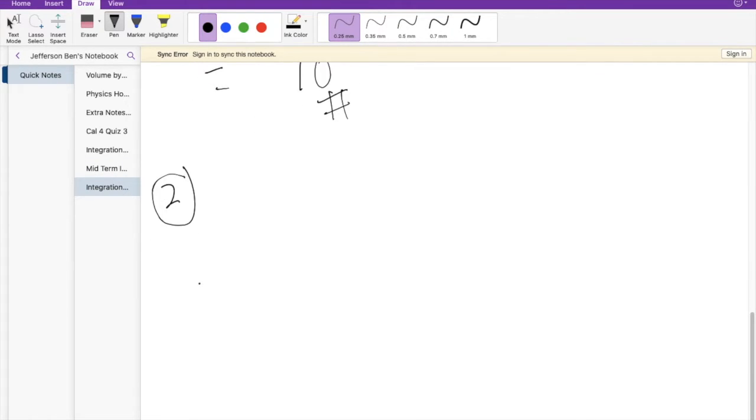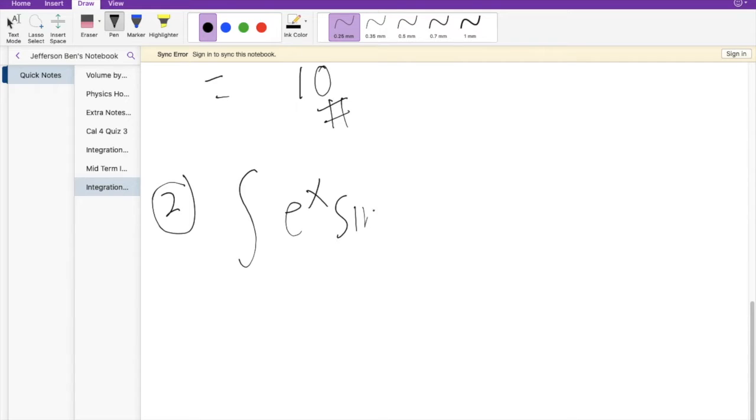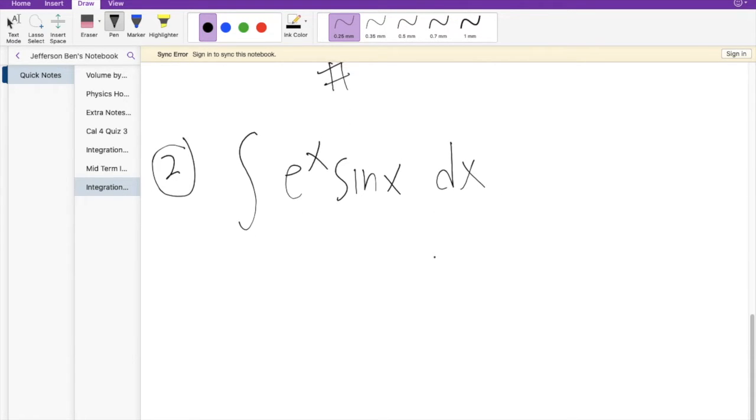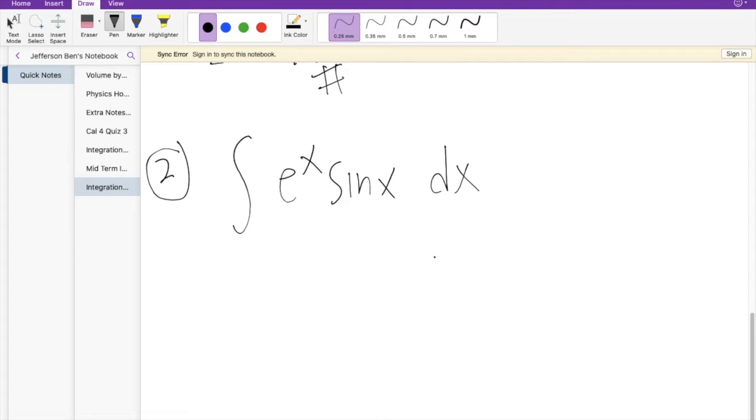The second example will require more effort to do. It will be the integral of e to the x times sine x dx. This is a common example you will see in exams. Usually you have to integrate twice. We will see when we solve the problem.